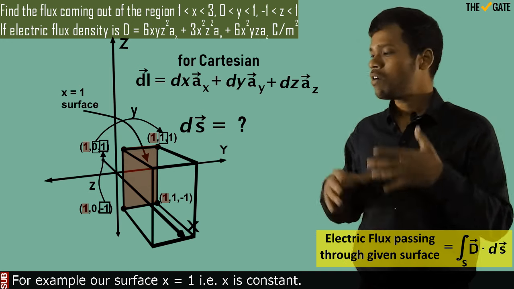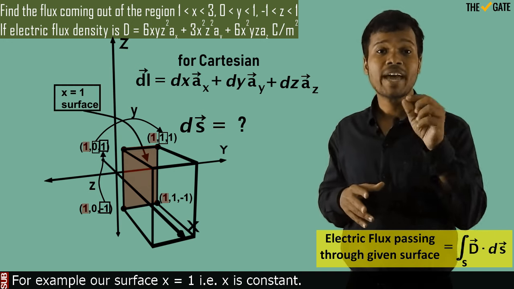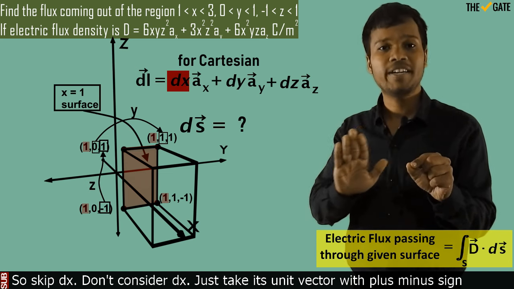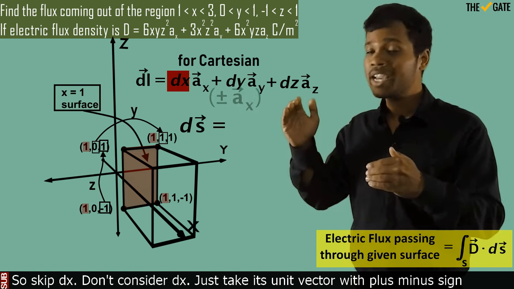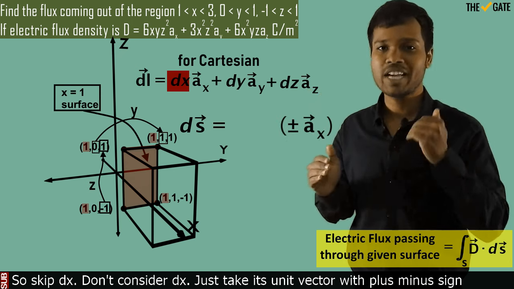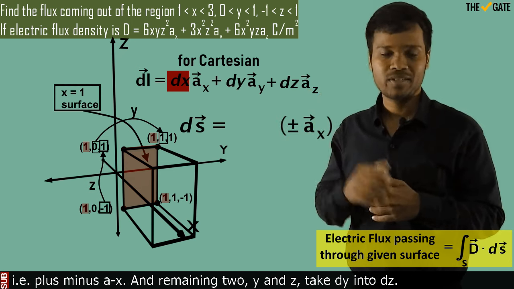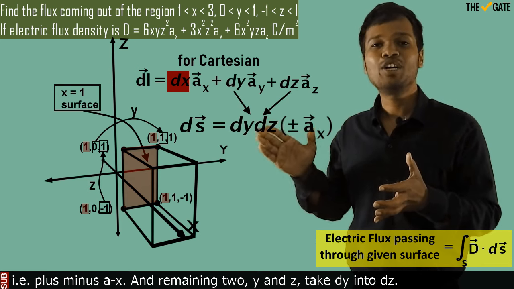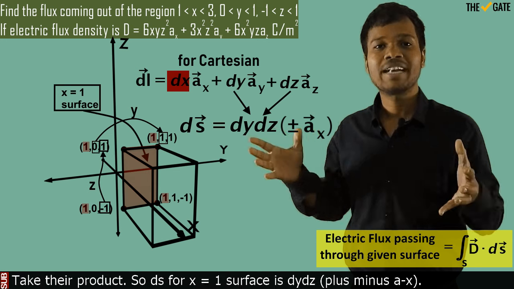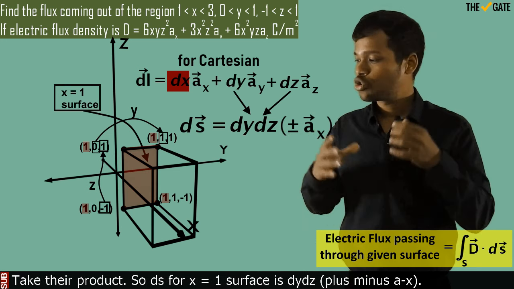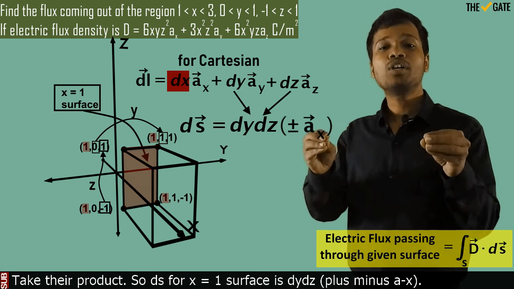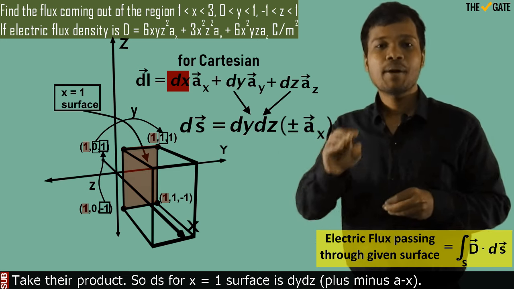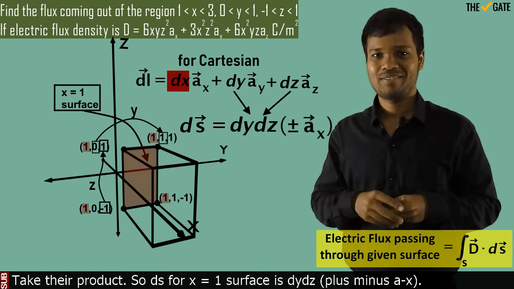For example, our surface is x equal to 1. That means x is constant. So skip dx, don't consider dx. Just take its unit vector with plus minus sign, that means plus minus ax. And for the remaining two, y and z, take dy into dz and take their product. So ds for the x equal to 1 surface is dy dz plus minus ax.